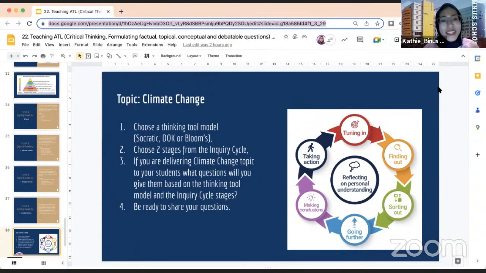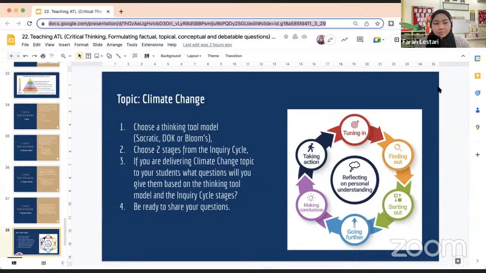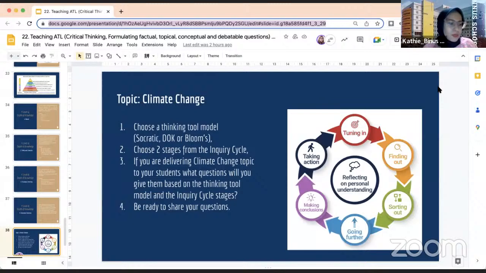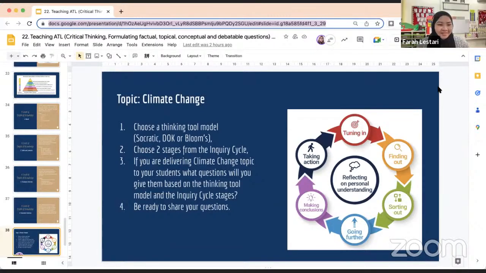Any suggestion, Miss? No, I mean, I just have a question. Is this something that you usually do in your classroom when planning your lesson? No, not really. I'm trying to maybe use one of them or maybe combine it. But to be honest, I didn't use the Socratic or the DOK. So it's new for me, but it's good to know. All right. Thank you for sharing, Ibu Katie.